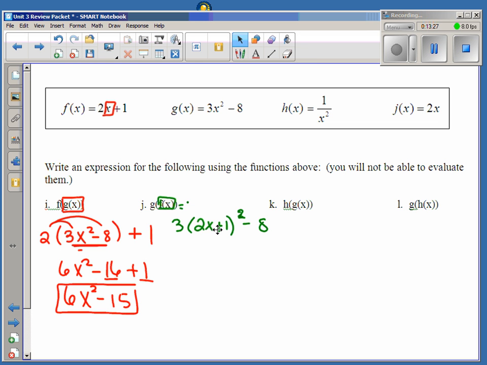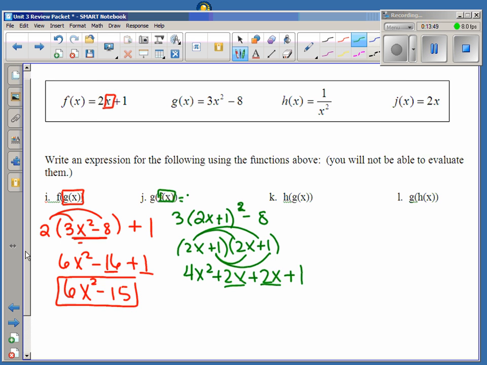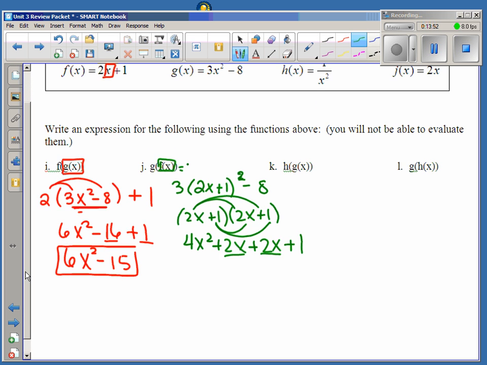The second one's a little bit harder to simplify. Recall that 2x plus 1 squared is really 2x plus 1 times 2x plus 1. And you should remember the terms FOIL or distribute. So you get 4x squared. 2x times 1 is 2x. And then you have to distribute the second one there. So you get 1 times 2x is 2x. 1 times 1 is 1. Combine your middle terms. The 2x plus 1 squared is really equivalent to 4x squared plus 4x plus 1.